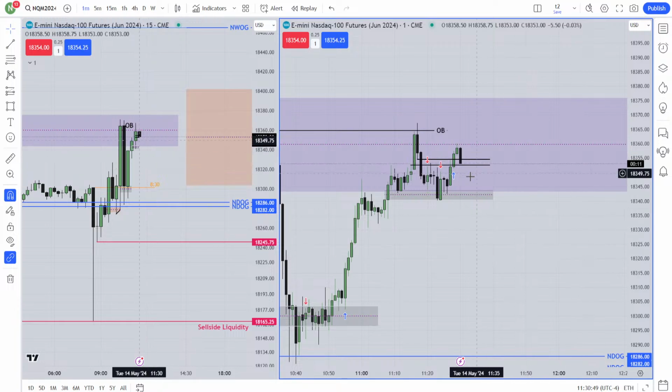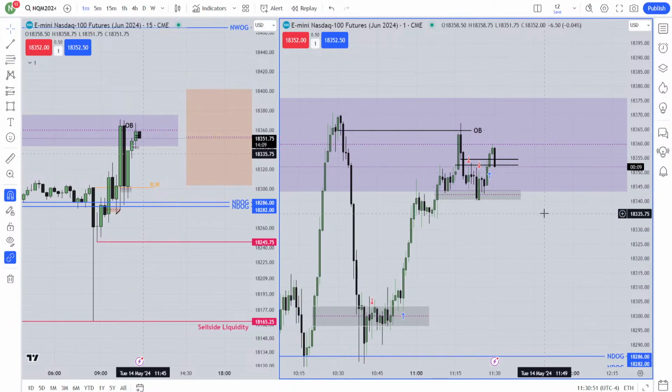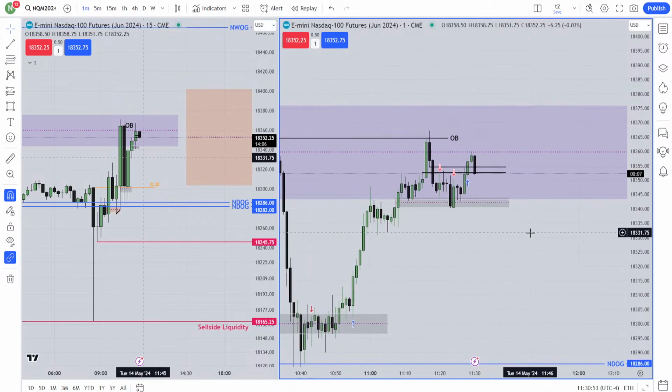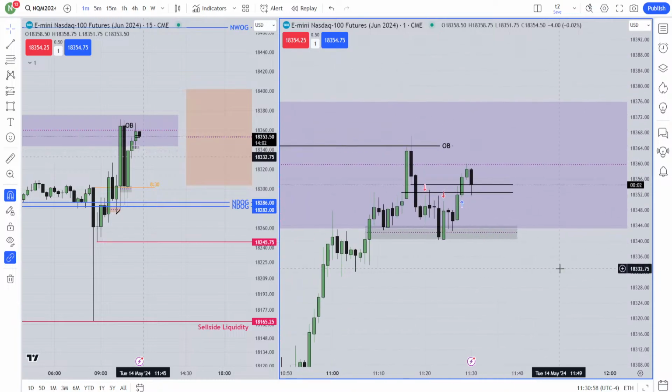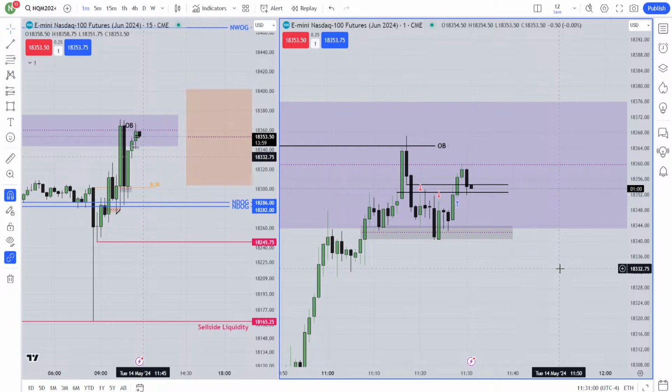Can I go for a buy? I would never go for a buy. And in this situation, I would never go for a buy. I'm not interested in going for a buy.